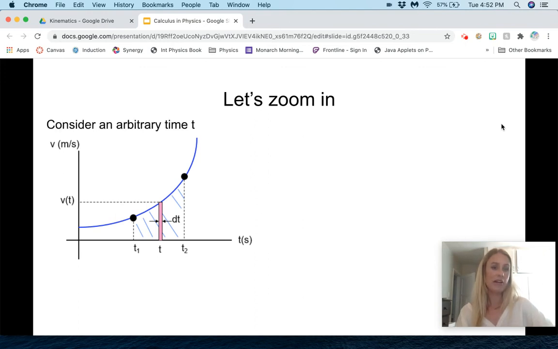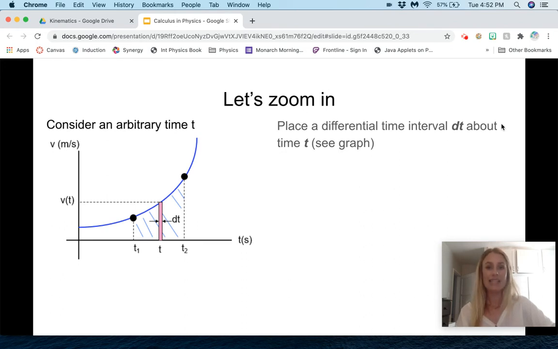So we're considering an arbitrary time t, which you can see on the x-axis down there. It's between t1 and t2. So we're placing a differential time interval dt about time t. What this means, dt, is kind of like a delta t, but it's just a very, very small interval. You'll also hear me talk about this as an infinitesimal time interval, meaning just a super, super small time interval.